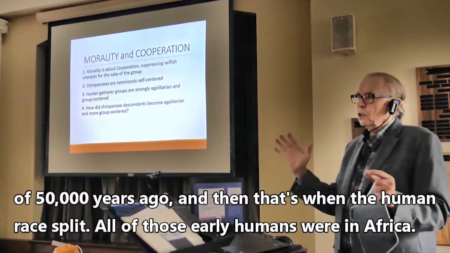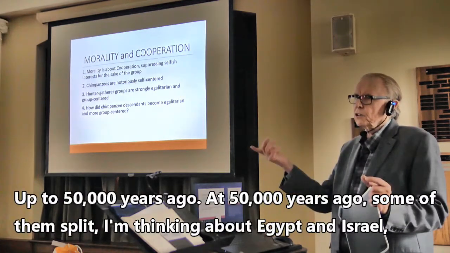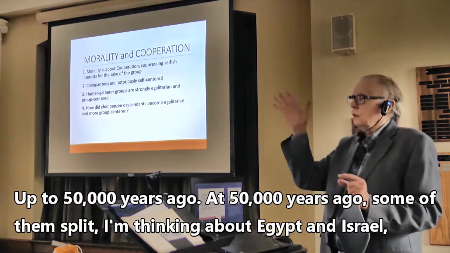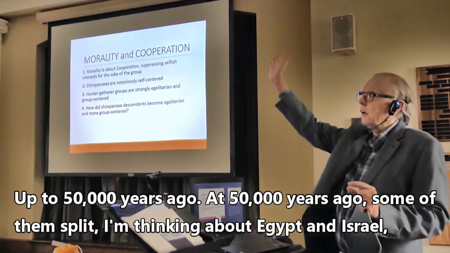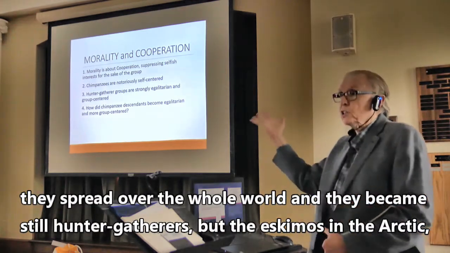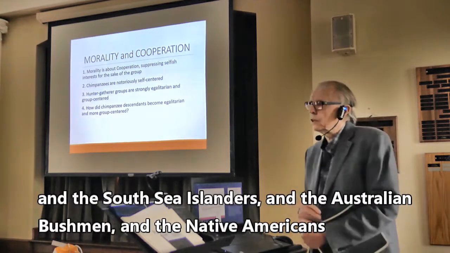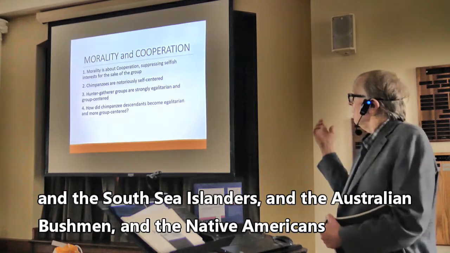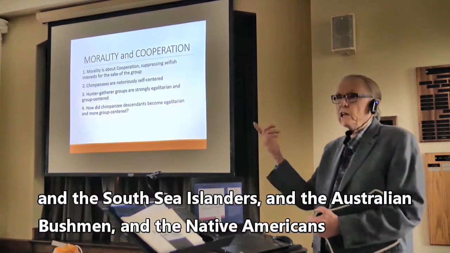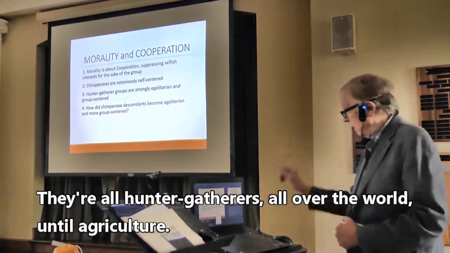All of those early humans were in Africa up to 50,000 years ago. 50,000 years ago, some of them split. They went, I'm thinking about Egypt and Israel, and they spread over the whole world, and they became still hunter-gatherers, but the Eskimos in the Arctic and the South Sea Islanders and the Australian Bushmen, the Native Americans, they're all hunter-gatherers all over the world until agriculture.